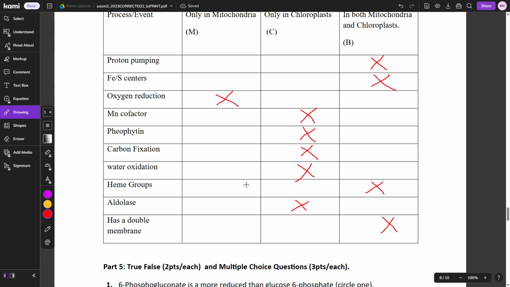It's also because it's part of the shuffle. So it's part of the carbon shuffle in the Calvin cycle because you have two 3-carbon units that you have to turn back into a 6-carbon.